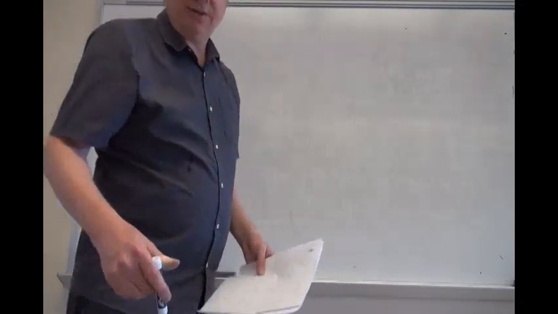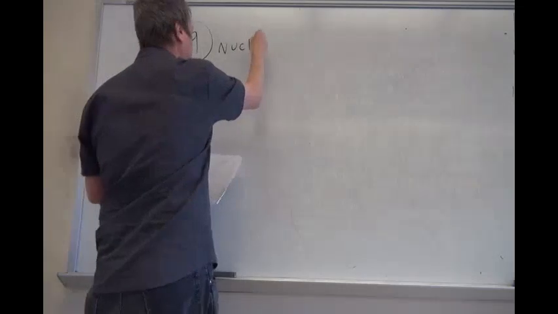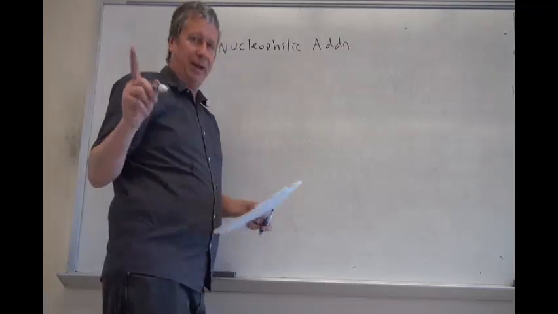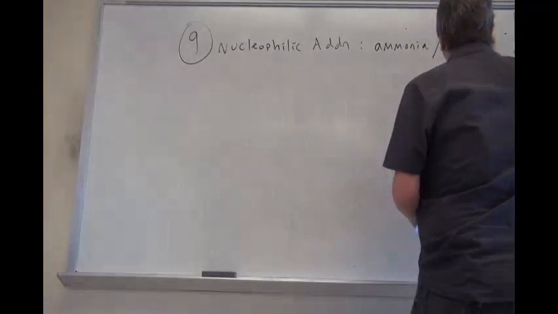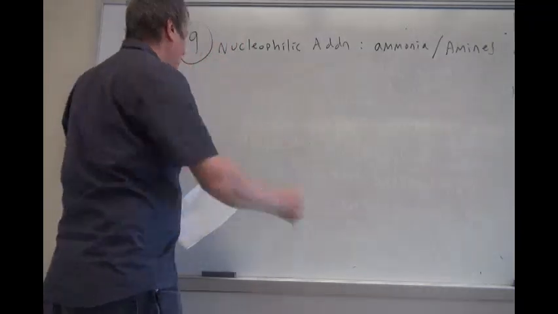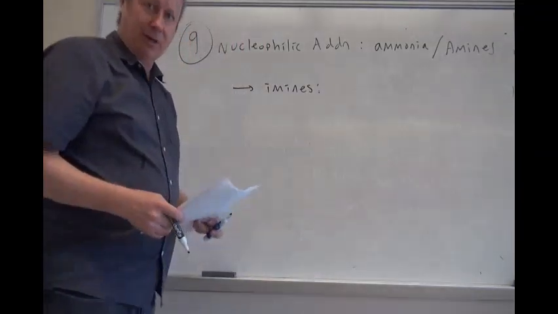All right. So last time in class we were talking about the nucleophilic addition of amines and ammonia, things like that, to ketones and aldehydes. So we're on number 9, which is nucleophilic addition of ammonia and amines to ketones and aldehydes. And we showed an example of amines. Let's do the mechanism real quickly of how that worked.